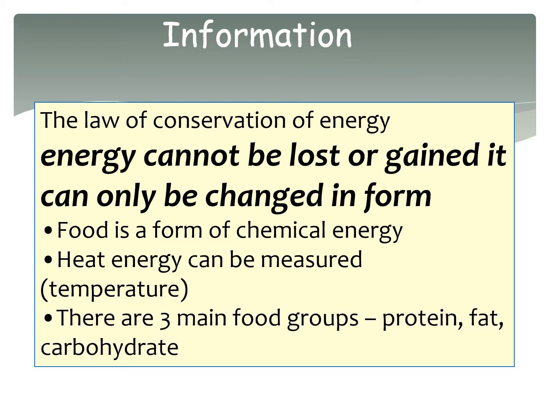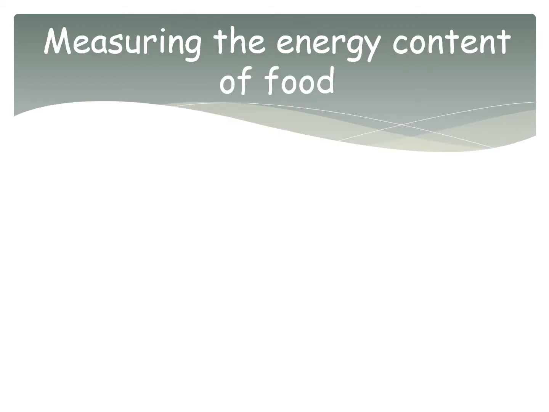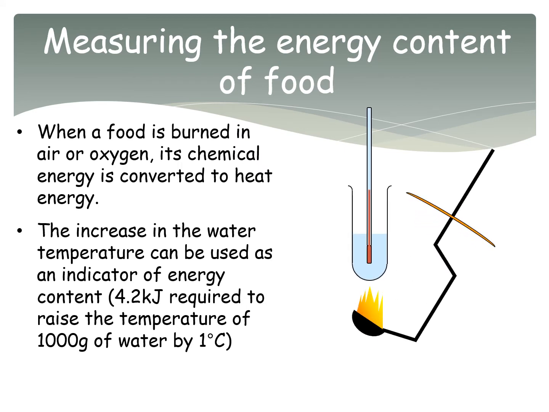So you can measure heat energy by measuring the temperature. So there are three main food groups that we get. We get protein, fat, and we get carbohydrate. So to measure the energy content of food, we need to measure how much heat is given off by the food.